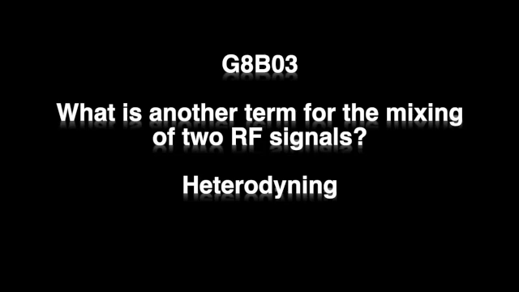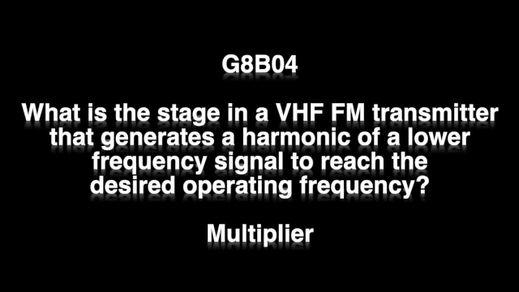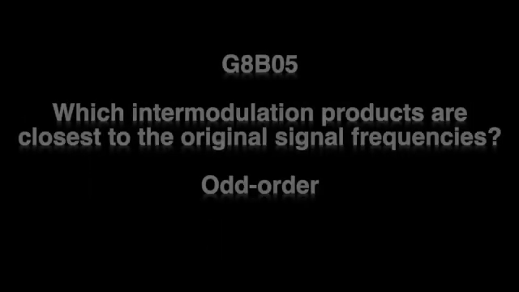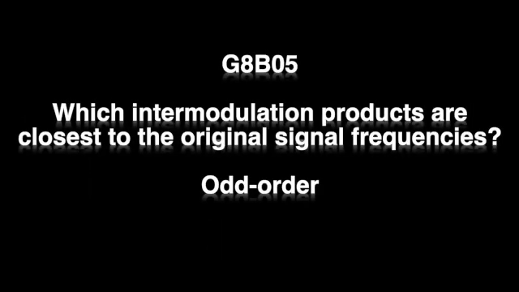G8B03. What is another term for the mixing of two RF signals? Heterodyning. G8B04. What is the stage in a VHF-FM transmitter that generates a harmonic of a lower frequency signal to reach the desired operating frequency? Multiplier. G8B05. Which intermodulation products are closest to the original signal frequencies? Odd order.